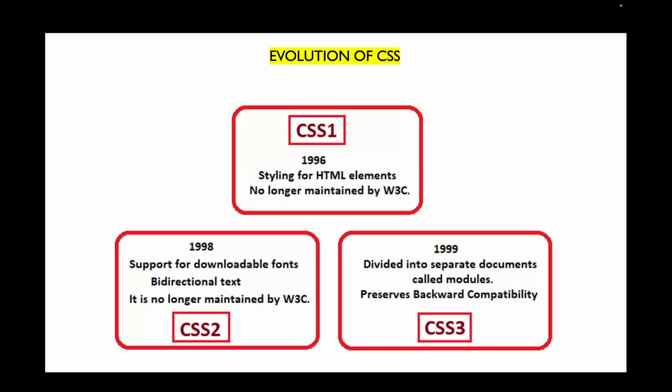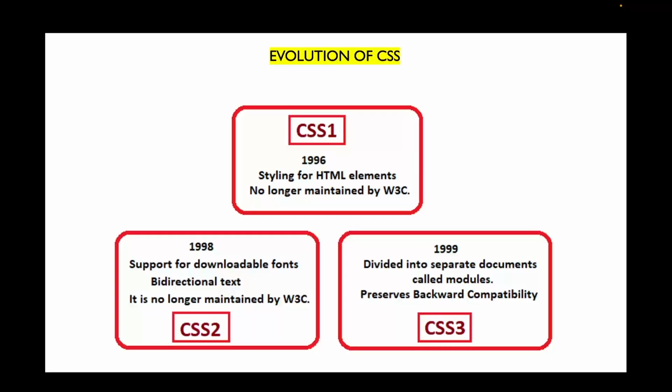CSS stands for Cascading Style Sheets. So let's understand how CSS evolved over time. CSS 1, 1996. So it mainly focuses on basic styling for HTML elements such as colors, fonts, spacing and text alignment. So this was the beginning of separating content from the design. However, CSS 1 is no longer maintained by W3C, World Wide Web Consortium.